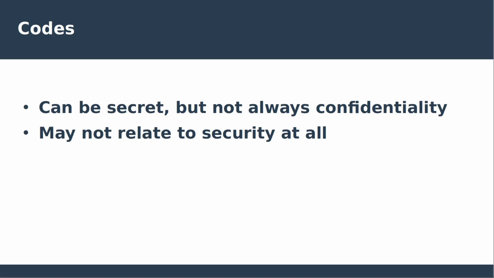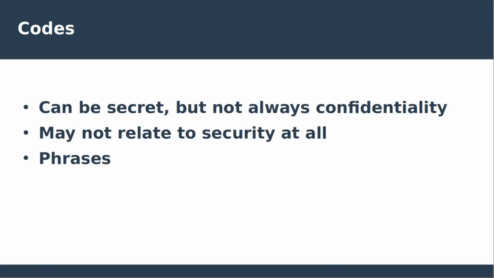Often codes may not relate to security or confidentiality at all, but just a way of representing information. In fact, some are used to make it easier to understand a code. For example, Morse code can be used to transmit information, but can be understood by anyone that has learnt the Morse code alphabet.